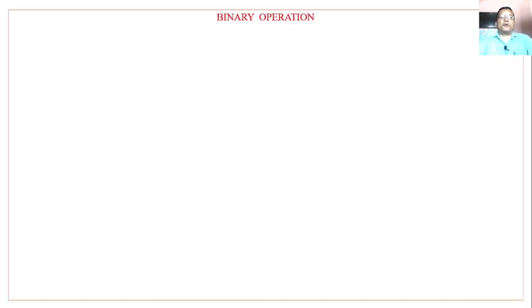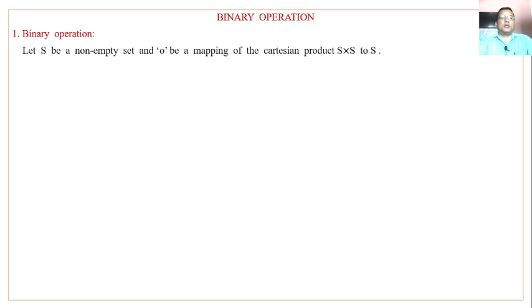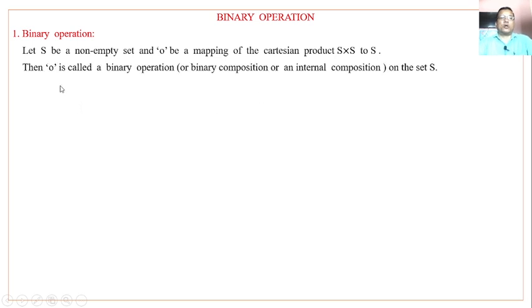Chapter 1: Binary Operation. What is a binary operation? Let S be a non-empty set and ○ be a mapping of the Cartesian product S × S to S. Any two elements of S combined under the operation ○ give an element in S. Then ○ is called a binary operation on the set S.